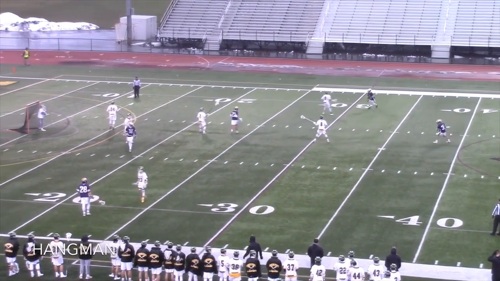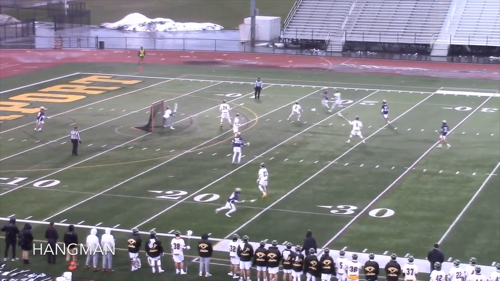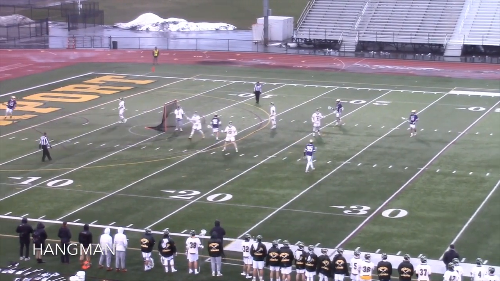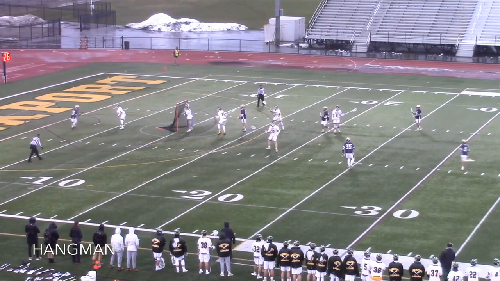Here's an example of a great hangman substitution look that we don't execute because we fail to get the ball in the highway area. If executed properly, we clearly would have had a transition opportunity.